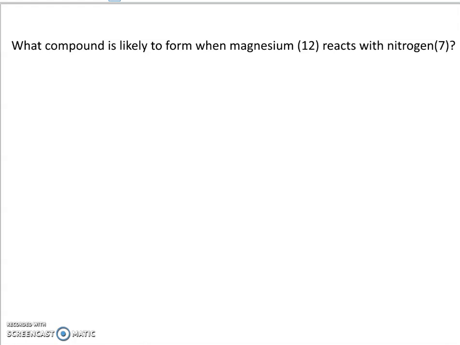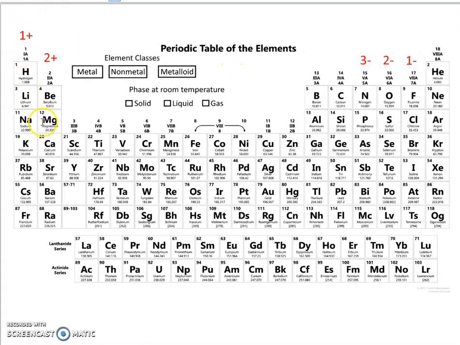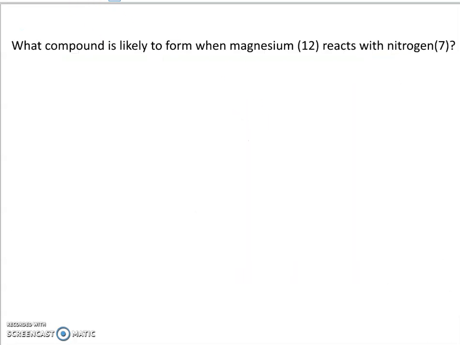What compound is likely to form when magnesium reacts with nitrogen? So let's get our symbols for magnesium and nitrogen. Magnesium is capital Mg, nitrogen is just capital N. Mg and N. Again, notice I'm always putting the metal on the left side and the non-metal on the right side. That is just good practice.